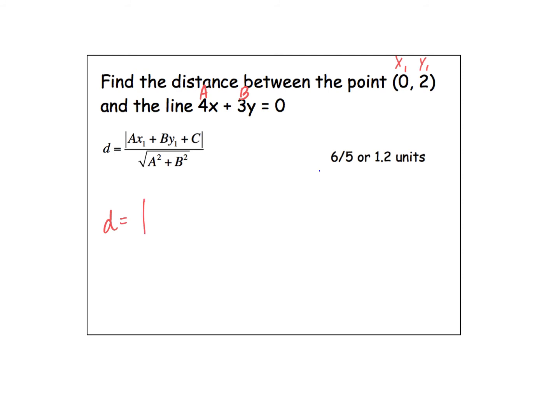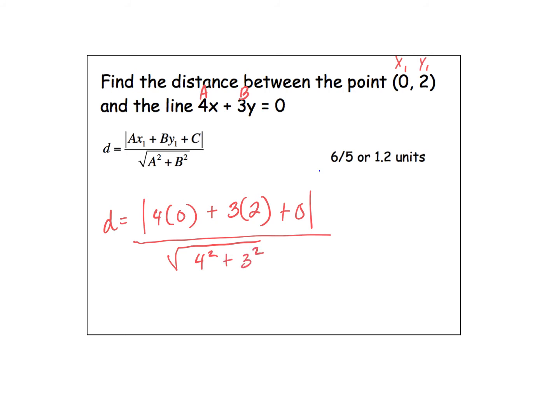So d equals the absolute value of 4 times 0 plus 3 times 2. I'll put a plus 0 as a placeholder. Divided by the square root of 4 squared plus 3 squared. So we have 6 over the square root of 25, or 6 over 5.